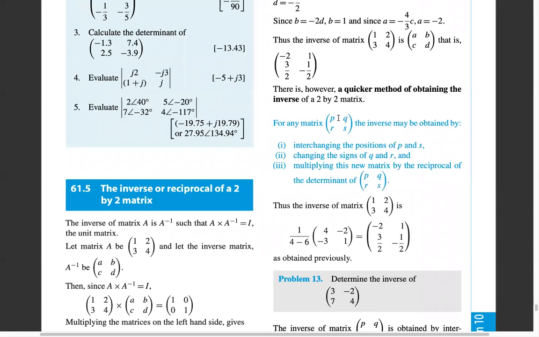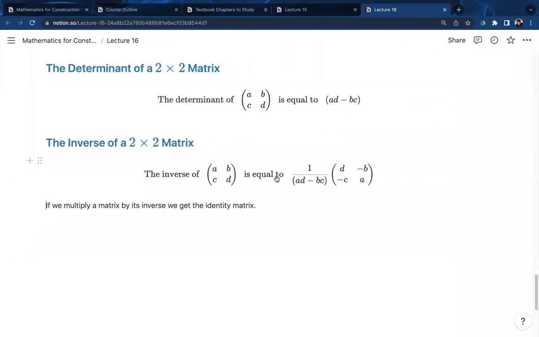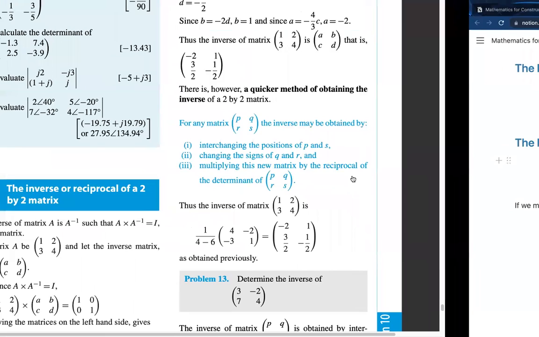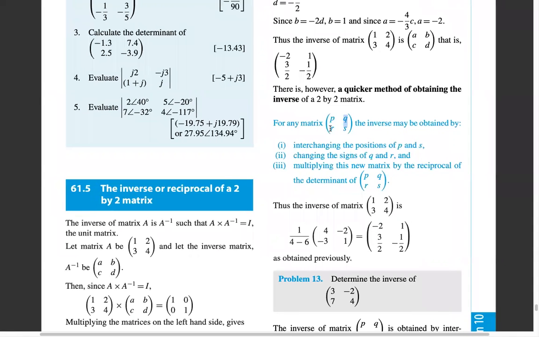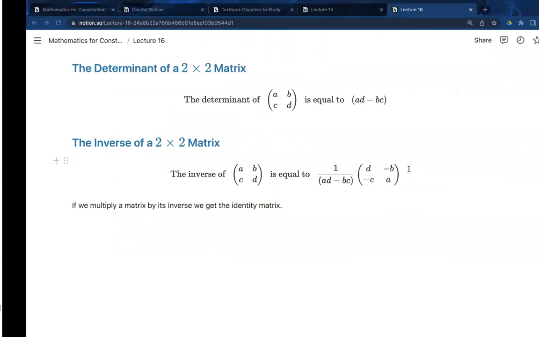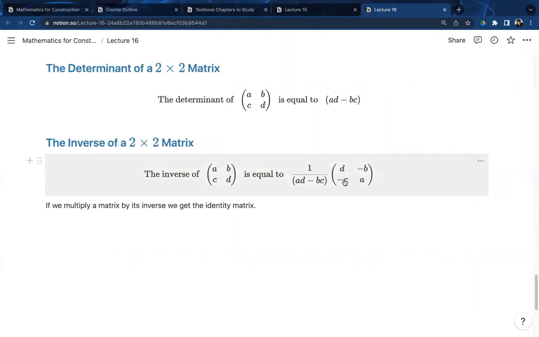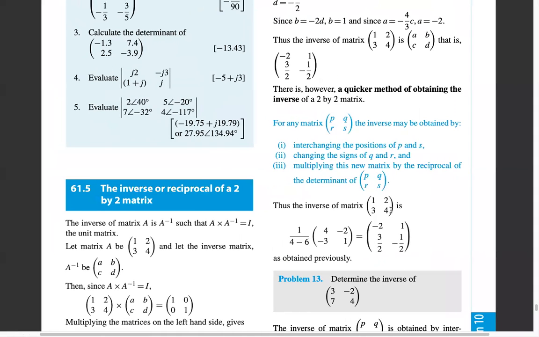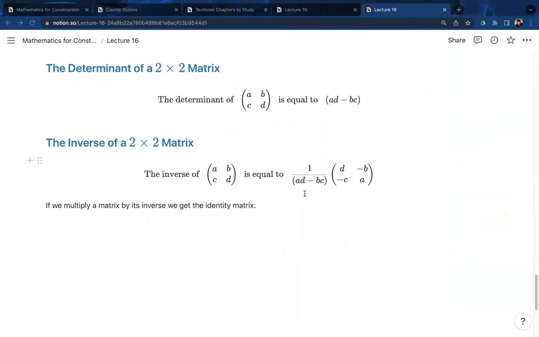They say interchange P and S, the top left and the bottom right, switch them. So you get D, A. And then change the signs of the top right and the bottom left, so B becomes minus B, C becomes minus C. And then divide by the determinant, or multiply by the reciprocal of the determinant. That's what the inverse is. The nice thing about the inverse is that if you multiply a matrix by its inverse, you get the identity matrix. And this can be used to solve matrix type equations.